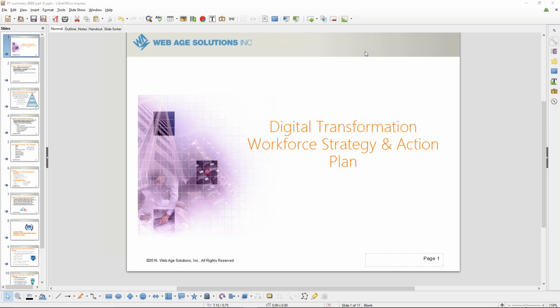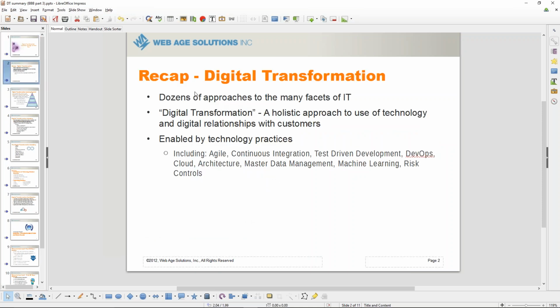And so that's the basic topic. So what can we do to make a digital transformation happen? What we've been talking about for the last couple days is digital transformation. When somebody says digital transformation, what do they mean? Turns out the answer is a lot of different things.